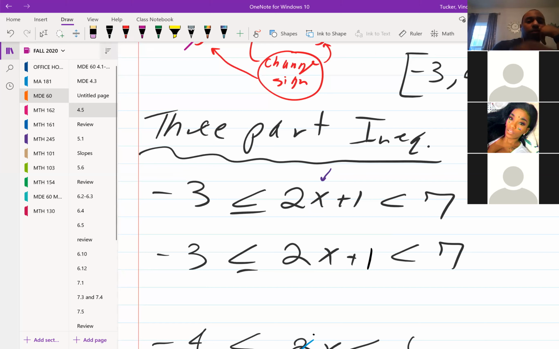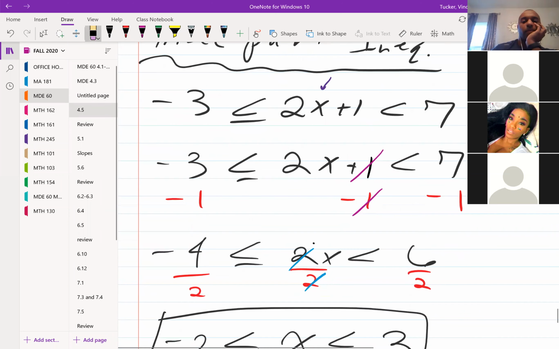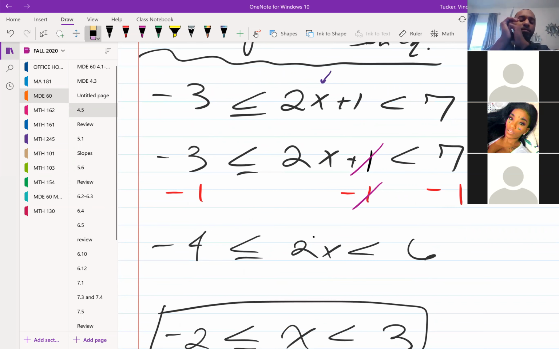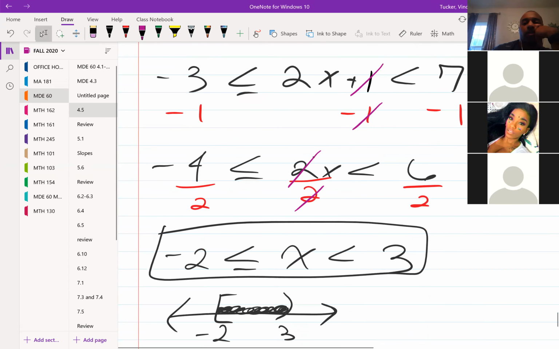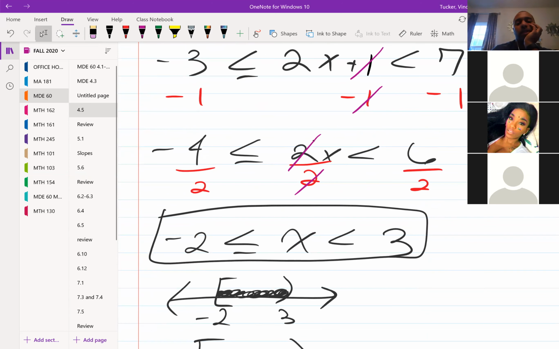So let's say if you didn't have this part and you wanted to solve for x, the first thing you would do is subtract 1 from both sides. Well, since it's a 3-part inequality, you subtract 1 from all 3 parts. 1 cancels in the middle. And that leaves you with negative 4 is less than or equal to 2x, which is less than 6. Once again, the goal is still to get x by itself. So now we need to move 2. So we'll divide each piece by 2. 2's cancel in the middle. And that leaves us with negative 2 less than or equal to x, which is less than 3.